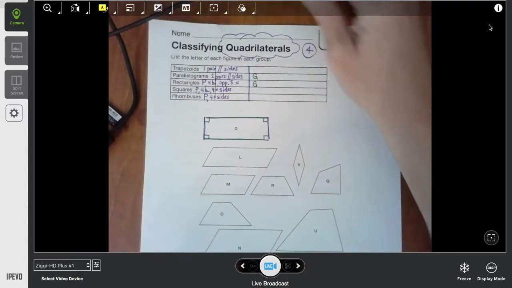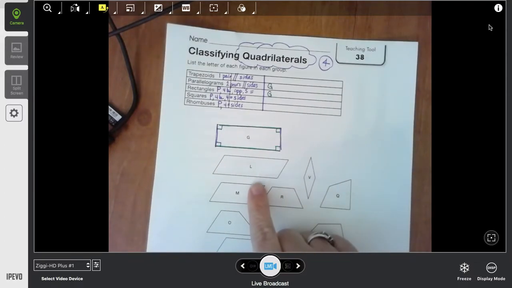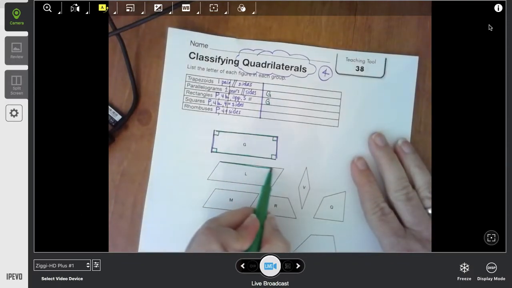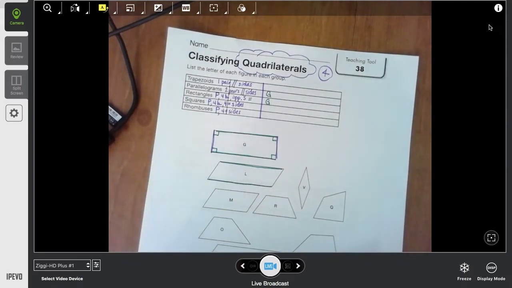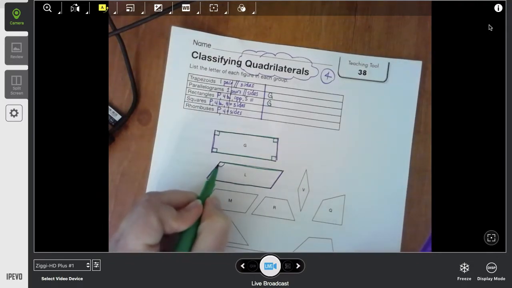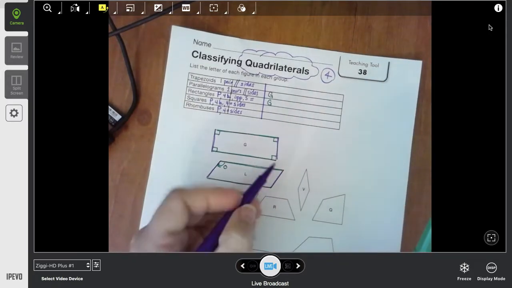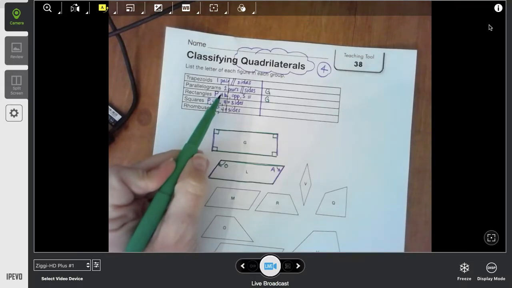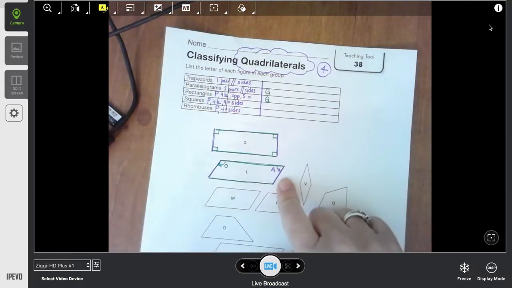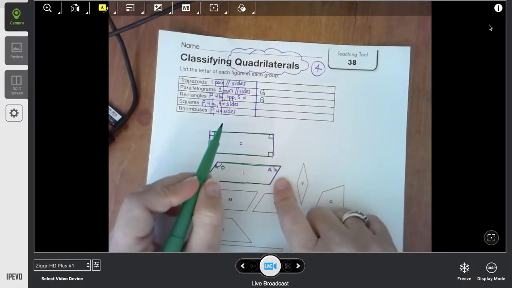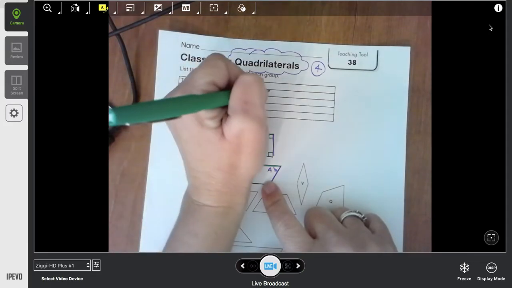Okay, let's look at L. Here's L. Looks a lot like G. The only difference is its angles are different, but the sides are the exact same. So I have 2 pairs of parallel sides, 1, 2. I have obtuse angles here. I'm going to put an O for obtuse. And this little guy right here is an acute angle. So we don't have right angles. So if we don't have right angles, that gets rid of square and rectangle. It doesn't have just one pair of parallel sides because it has 2. It's not a rhombus because it doesn't have 4 equal sides. So L is only a parallelogram.